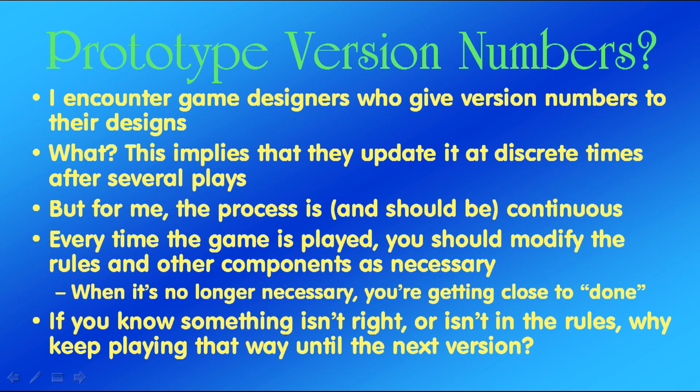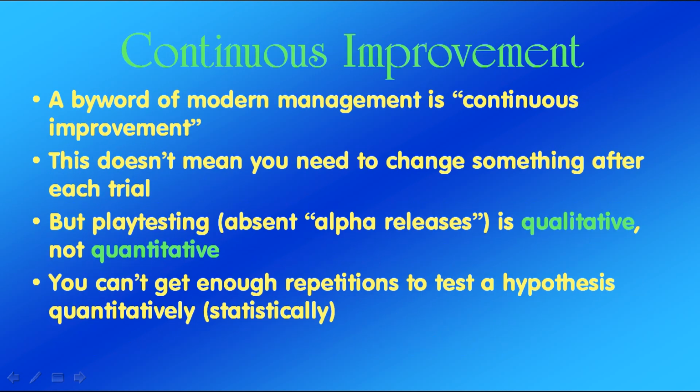Now, of course, when you play test, you can run into outliers, and the key here is don't be drastic. Do things incrementally. If you know something isn't right or isn't in the rules, why keep playing that way until the next version? A byword of modern management is continuous improvement. And continuous improvement is, obviously, a process that continues indefinitely in the case of business.